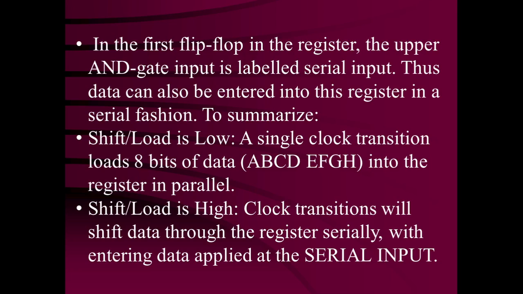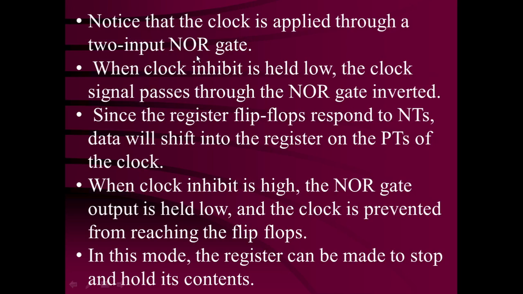If the shift load line is high, the clock transition will shift data through the register in a serial fashion from QA toward QH, and the data presented at the serial data input will be entered into the first flip-flop QA. So when the shift load line is high, each clock transition will shift the data through the register serially, entering the new data applied at the serial input. Notice that the clock is applied through a 2-input NOR gate.